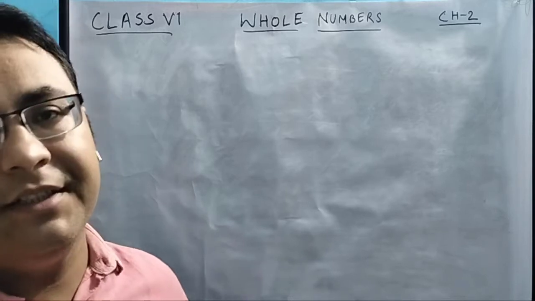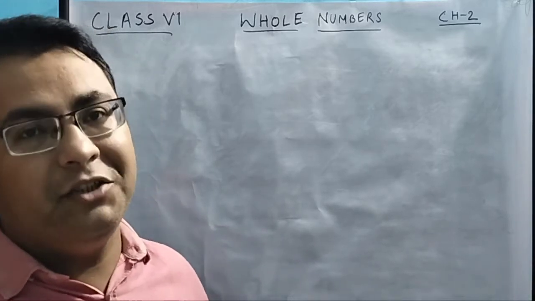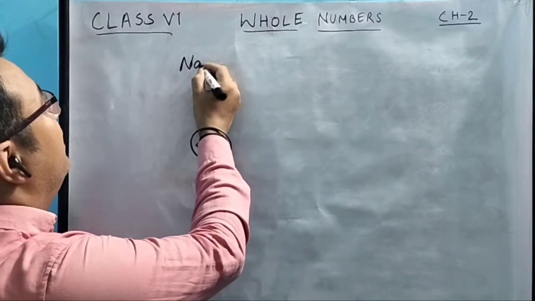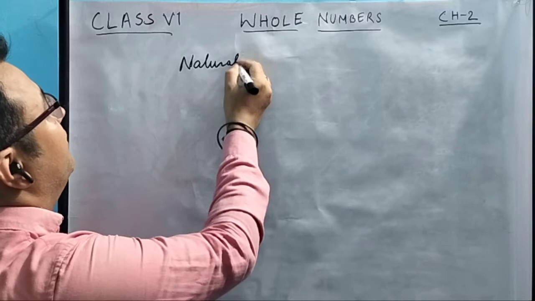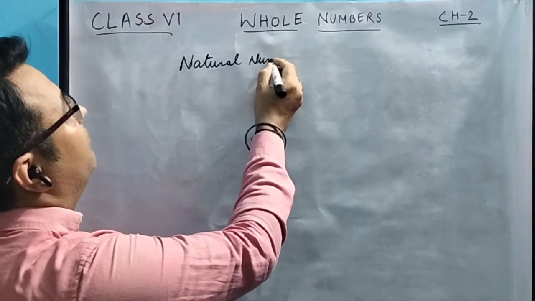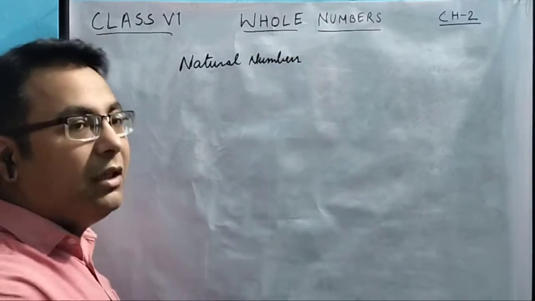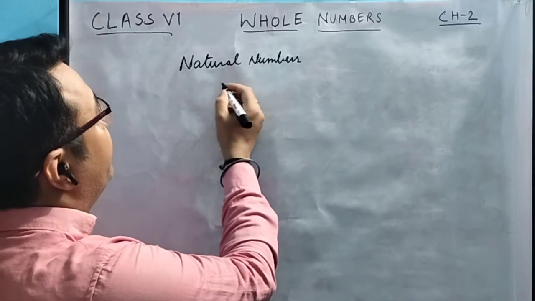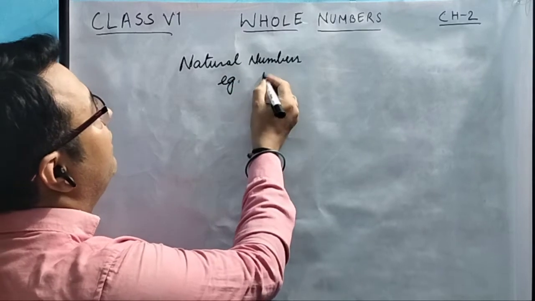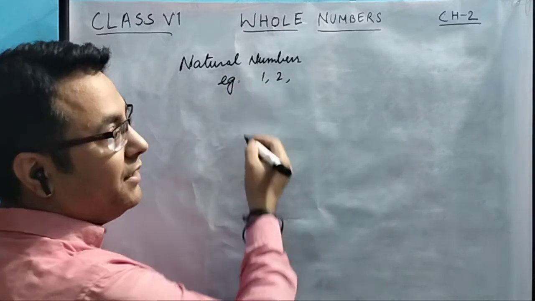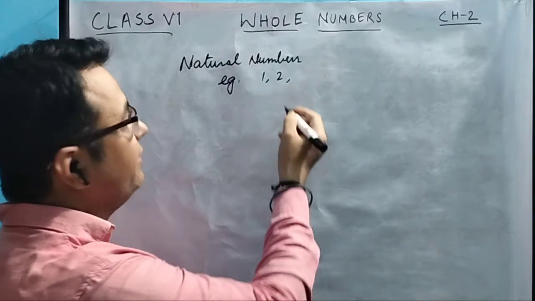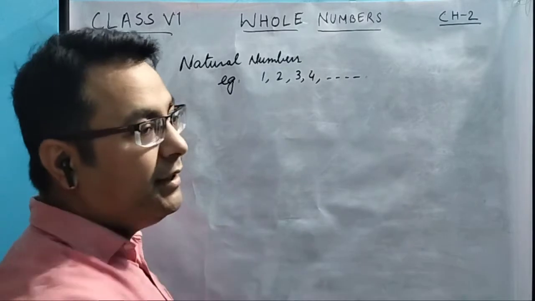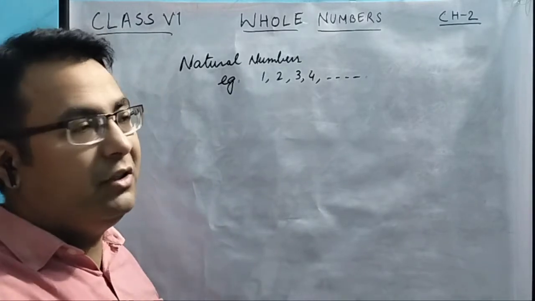Before we understand what are whole numbers, we should know what are natural numbers. As you know, natural numbers are used for counting. All the counting numbers are called natural numbers. Example 1, 2. Counting starts from 1. So 1 is the smallest natural number. 1, 2, 3, 4 and so on.